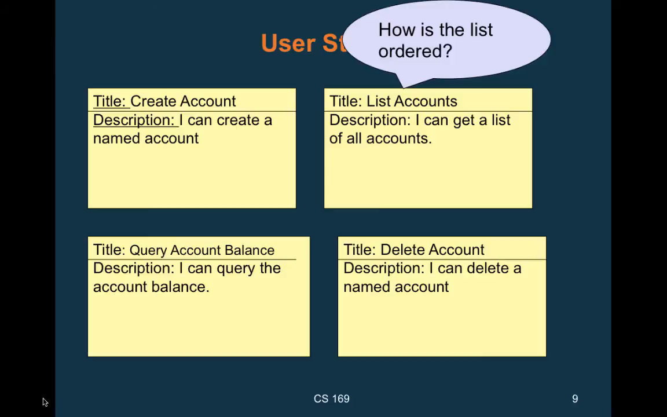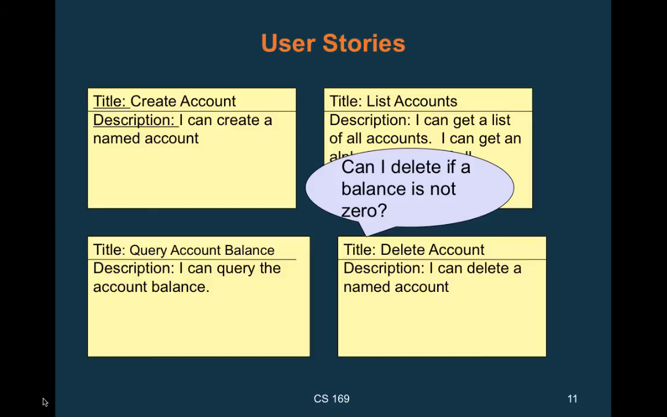Well, how is this list going to be presented to you? In what order? And then the customer says, "Yeah, I forgot to say, I mean it sorted alphabetically." And then say, "Well, you want to delete the account. Can you delete the account if it has a non-zero balance?" And the customer says, "Oh, I forgot to say. Only if the balance is zero." So you have to first do a transfer, I guess, before you can enable this user story.